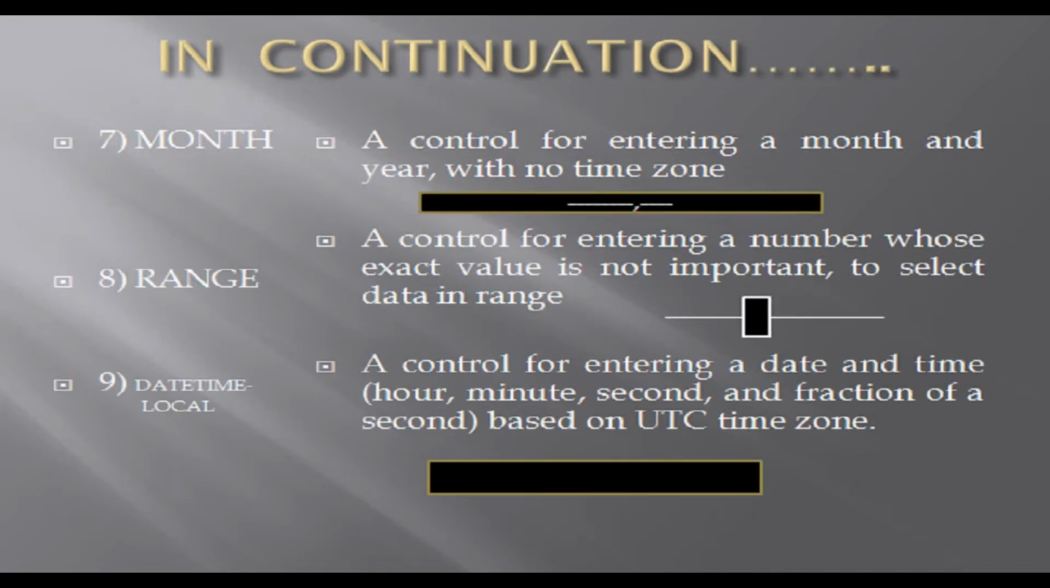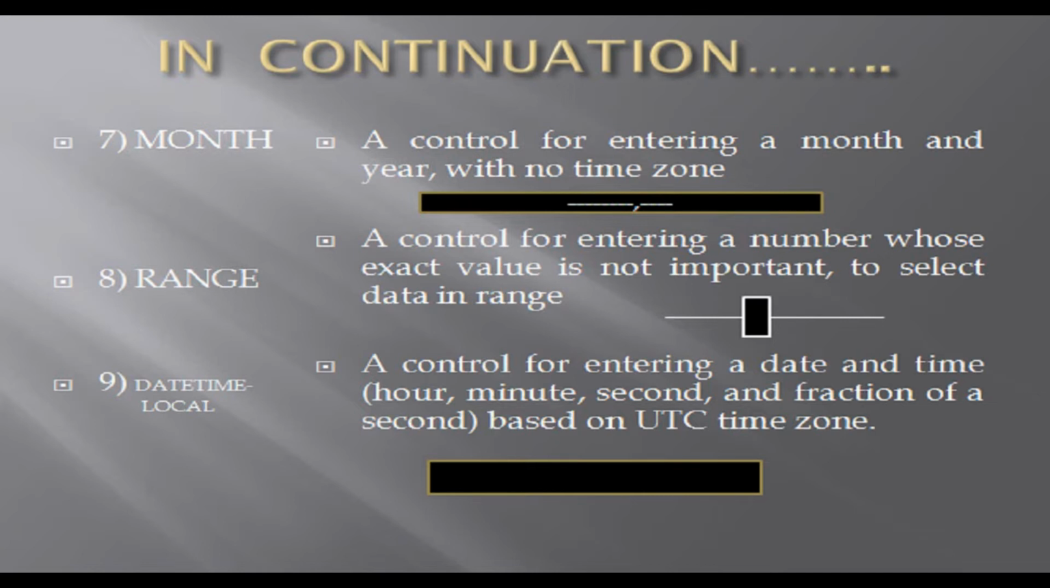Then the seventh element I am going to teach you now is month. A month is a control used for entering a month, and here we can enter a month with year and no time zone will be displayed. Then comes range. It is a control used for entering a number where the exact value is not important. You can select a value in a particular range. If you drag from left hand to the right hand, you can select a particular range, such as in the case of volume you can select a volume, okay, and the default is from 0 to 100.